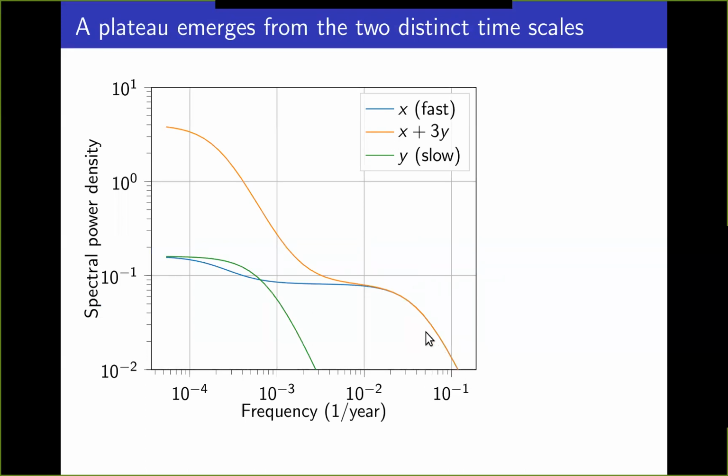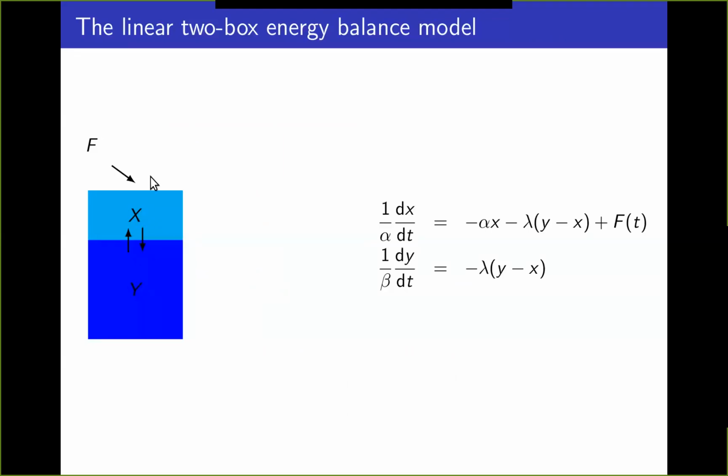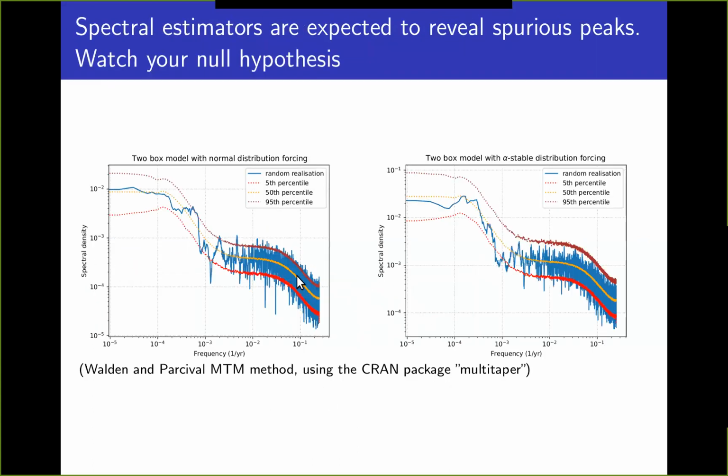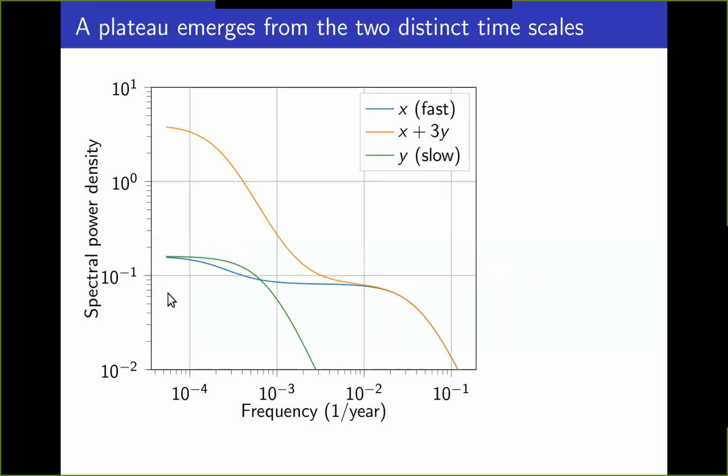You have the weather regime, when x responds to f. And then you have this plateau in a kind of gap band, or no man's land. And then you have the time scale of y, which kicks in and produces this secondary slope. If you just focus on y, you just have the slow time scale which kicks in at the millennial time scale in this case.